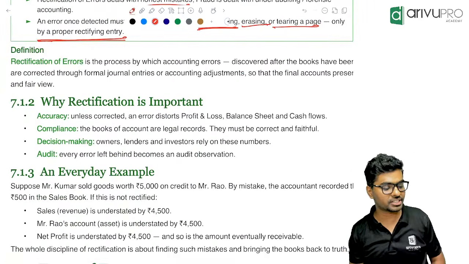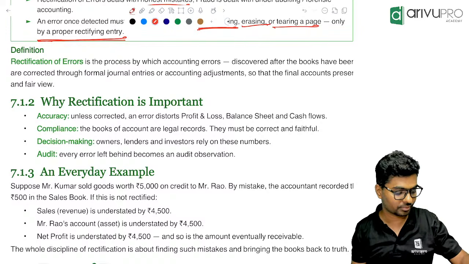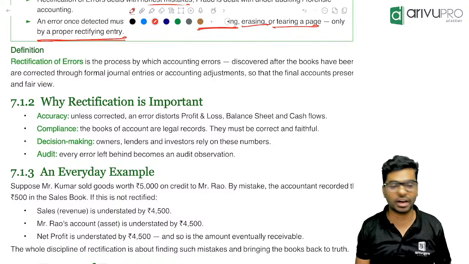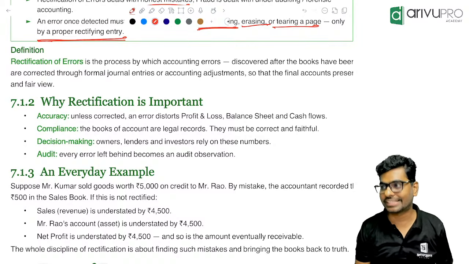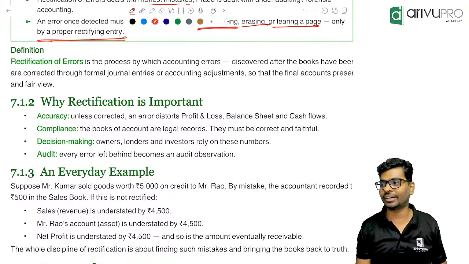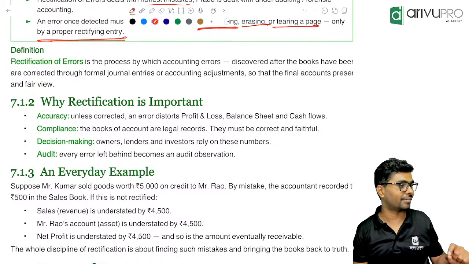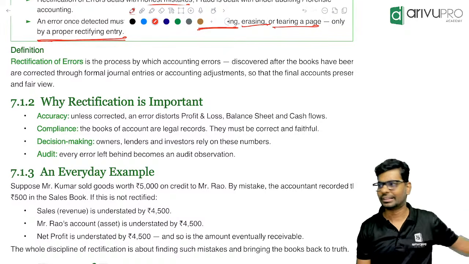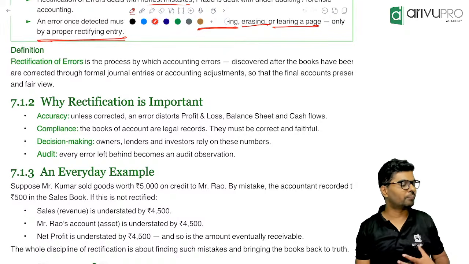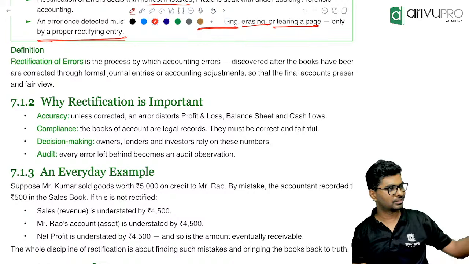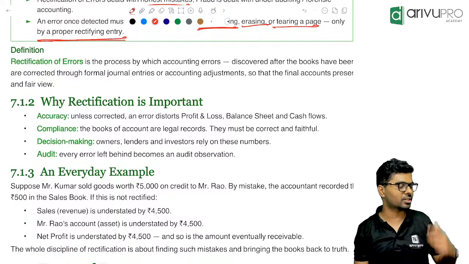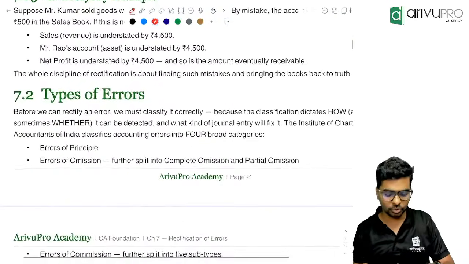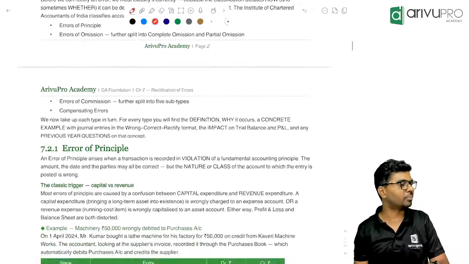Why is rectification important? One, it helps me to make my accounts error free. Second, in terms of audit, I told you every error becomes an audit observation. Sir, I don't understand. Leave it. Third one, it helps me to comply my books of accounts. What do you mean by compliance? Following the rules and regulations of accounting. Done. Now, errors will come one by one.